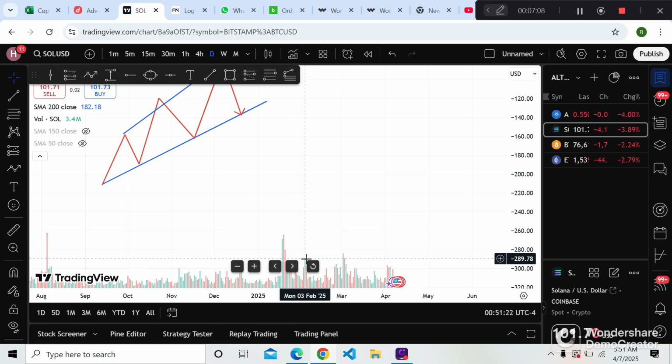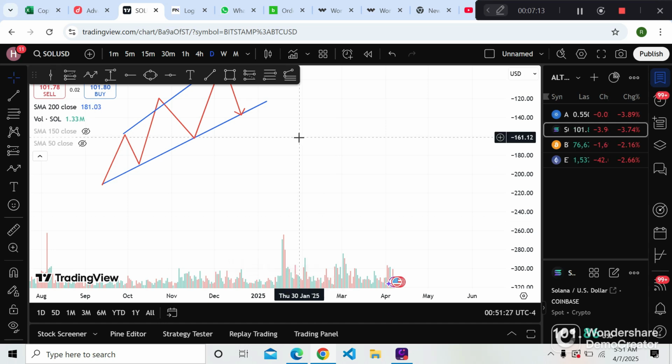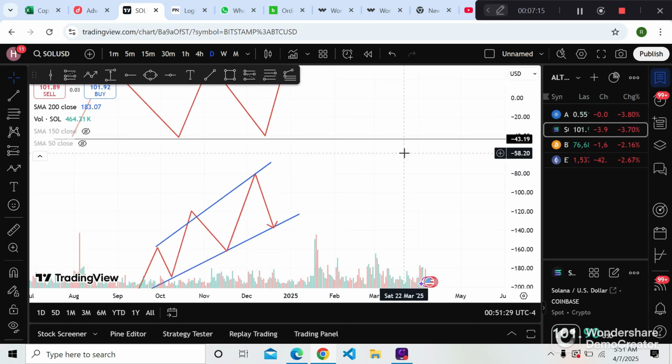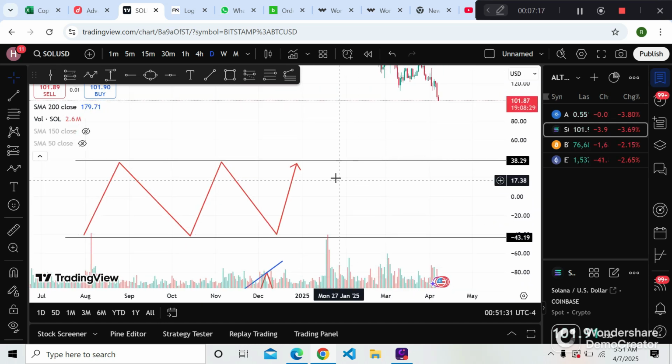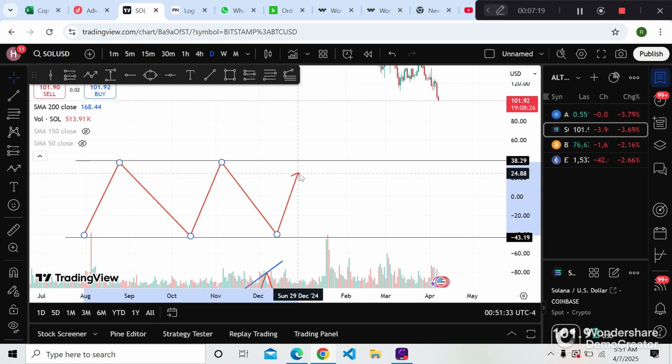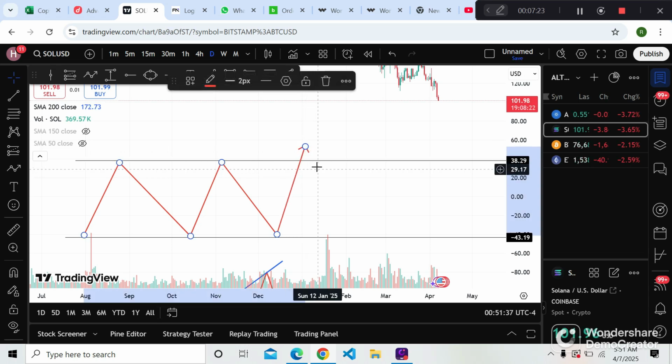Then thirdly is candlestick clue. You understand? Since you are trading breakouts, you need to look for candlestick clues. You need to make sure that the breakout is clear. A strong breakout should be wide, with no wicks. You should not have any wicks.